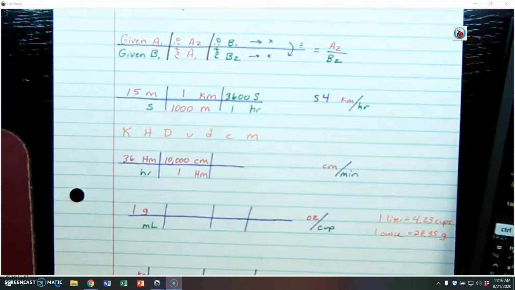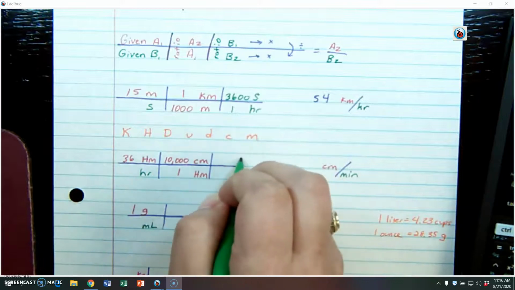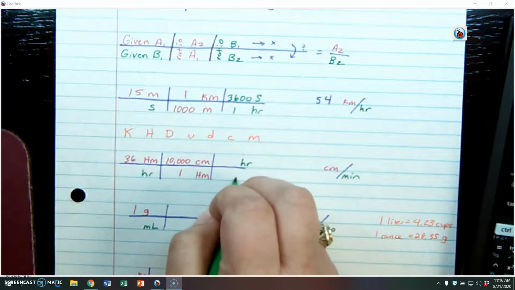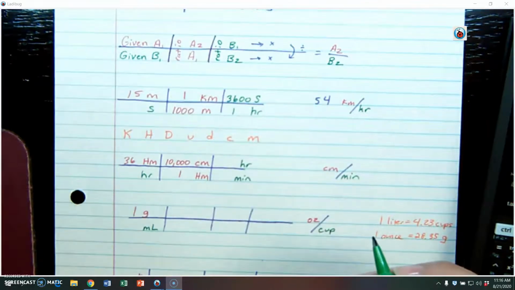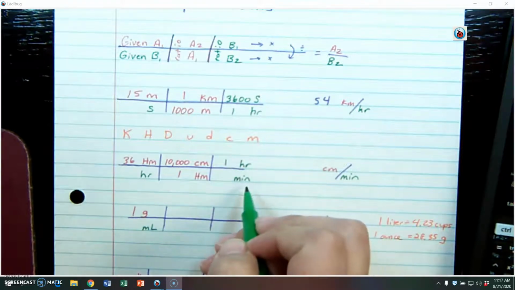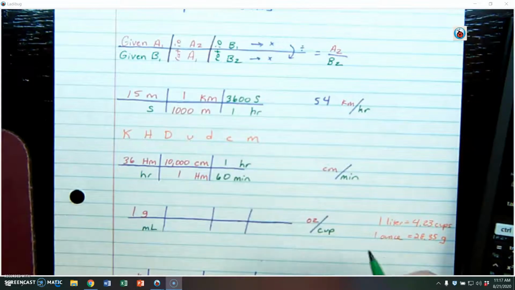Okay, now we'll do the same thing with hours and seconds. Our hours we want to get rid of, so they need to go across from each other. So hours will go up here. We want to change that into minutes, so it'll go on bottom. Hour is a bigger measurement than minutes, so 1 hour. In 1 hour, how many minutes tick by? 60. So it'll go on bottom.